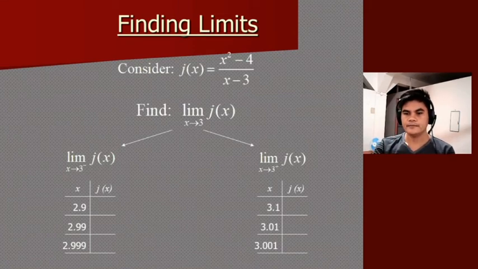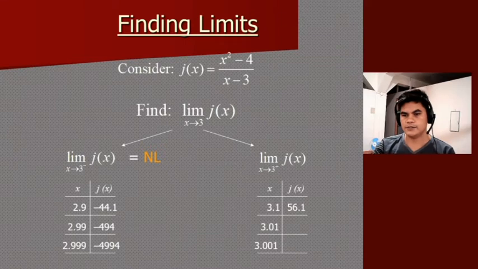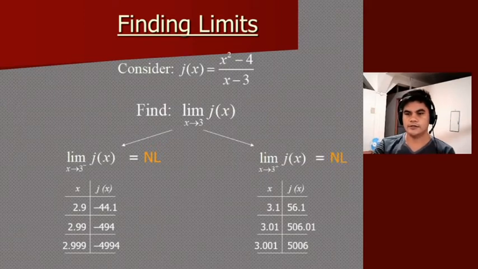3.001. So we have the values here: negative 44.1, negative 494, negative 4994. The other side is 56.1, 506.1, 5006. So in this case, the limit does not exist, or DNE.